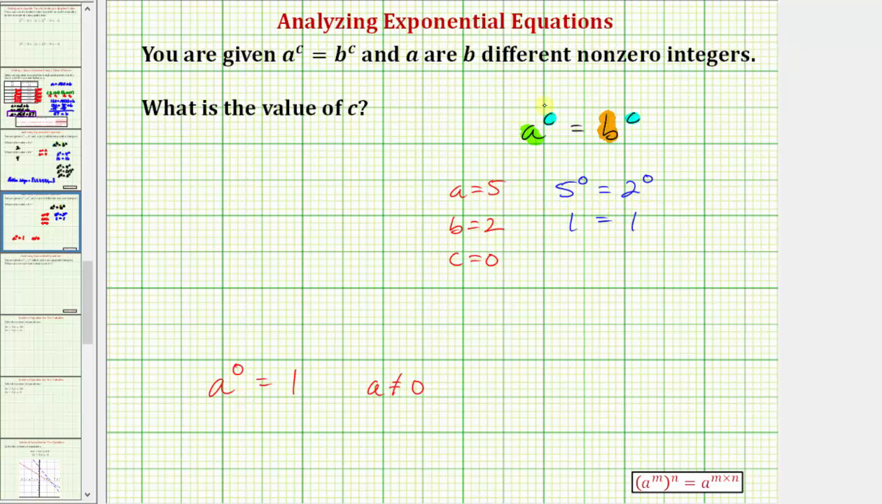It's also true if we have a negative integer. For example, if we try, let's say a equal negative 3 and b equal 9, and again c is 0, we would have a, which is negative 3 in parentheses raised to the 0, and we do need parentheses so that the exponent of 0 is attached to the base of negative 3, equals 9 to the 0, and again, both of these are equal to 1. So our answer here is c is 0.